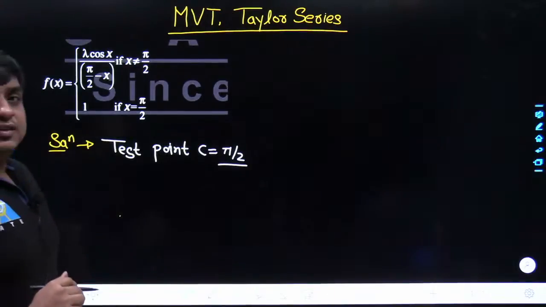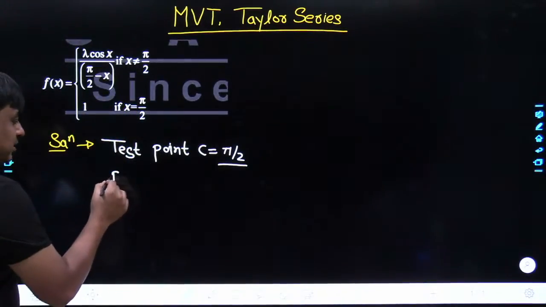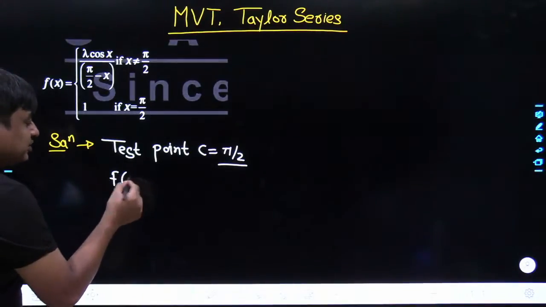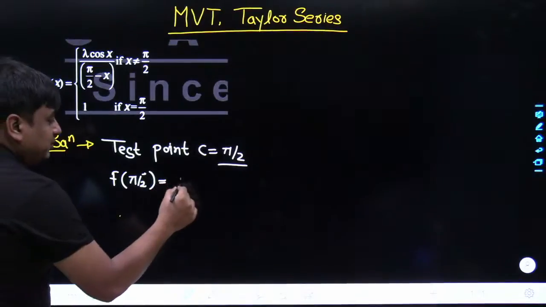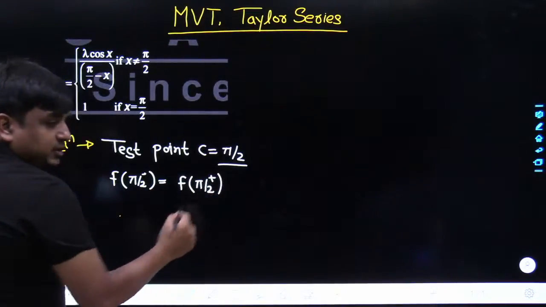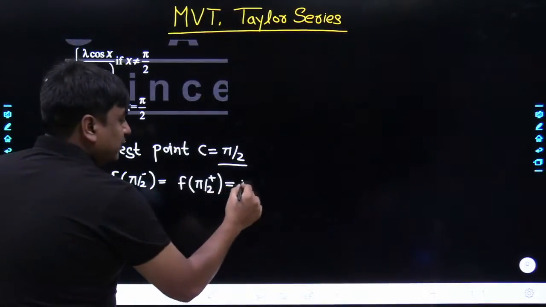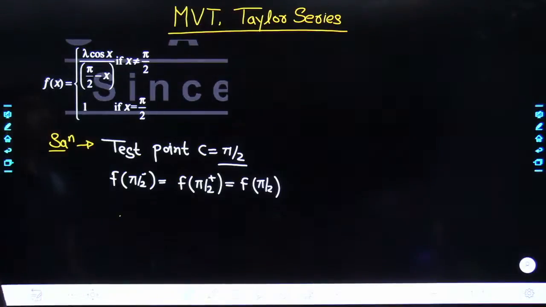And as far as the function to be continuous at c equals pi by 2, its left hand limit, I may straight away call it f of c minus, which is f of pi by 2 minus, should be the very same as f of pi by 2 plus, and should be the very same as the value of the function precisely at pi by 2 itself.